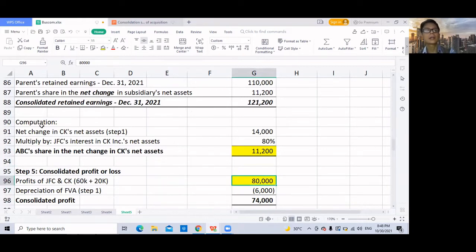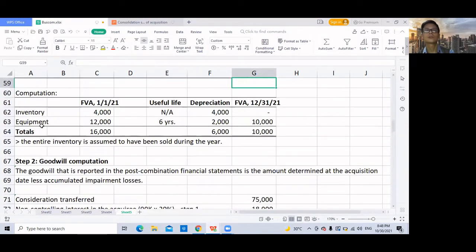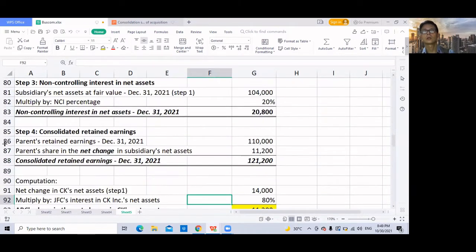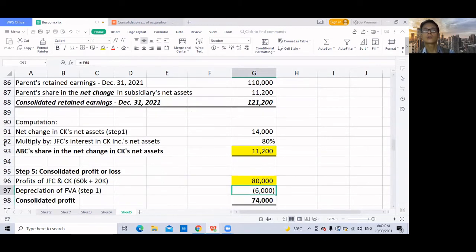And then the depreciation of the fair value of the assets from step 1, which is 6,000. We got that depreciation earlier. There you go, that 6,000. The whole inventory was sold, and the equipment was depreciated over 6 years, so we got 2,000. That's why it's 6,000. So just take the balance. We have a consolidated profit of 74,000.